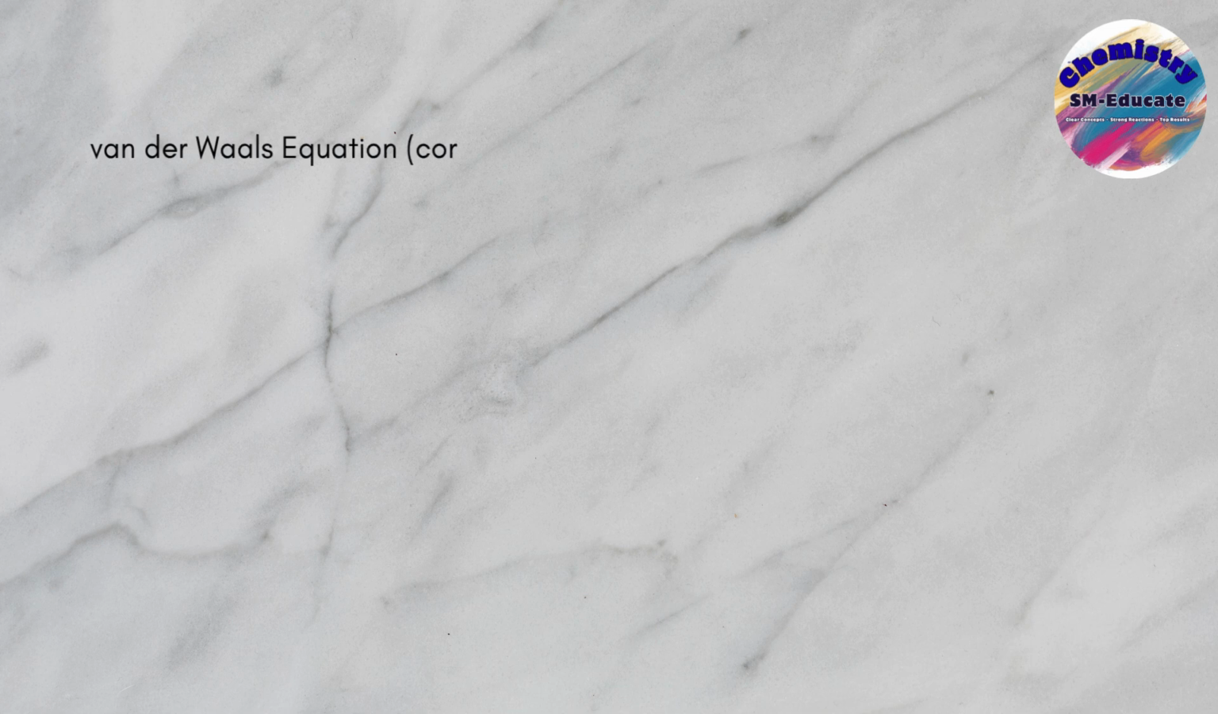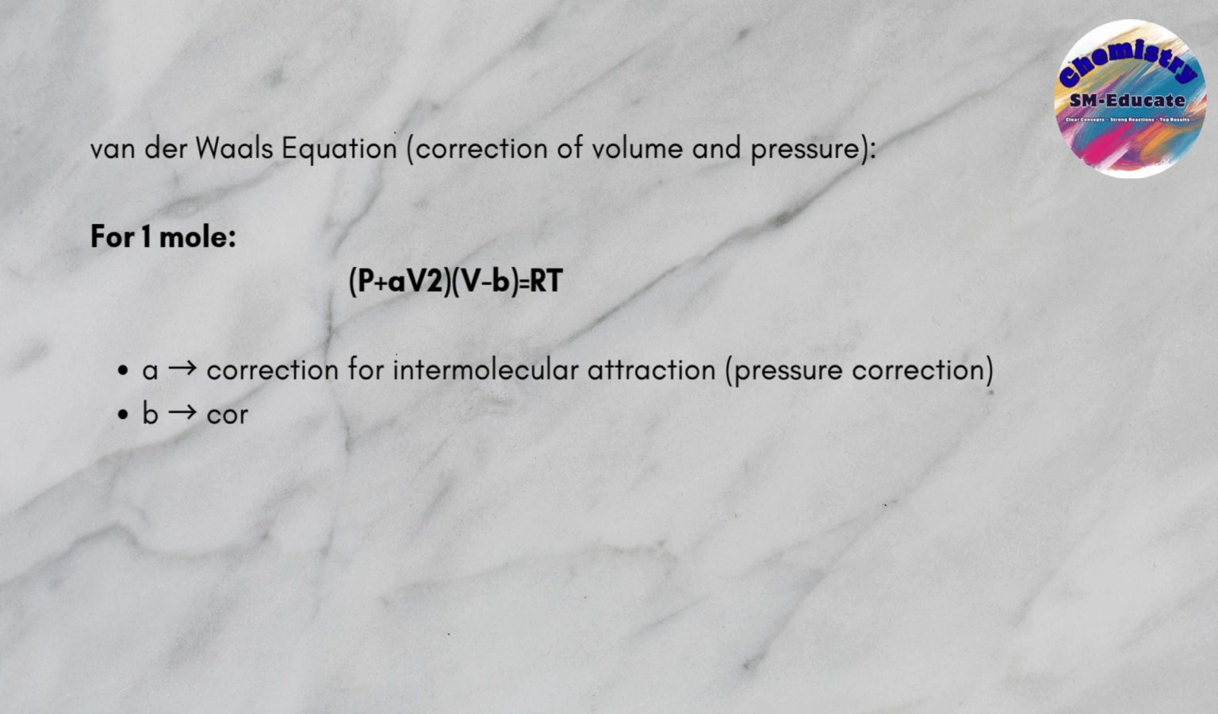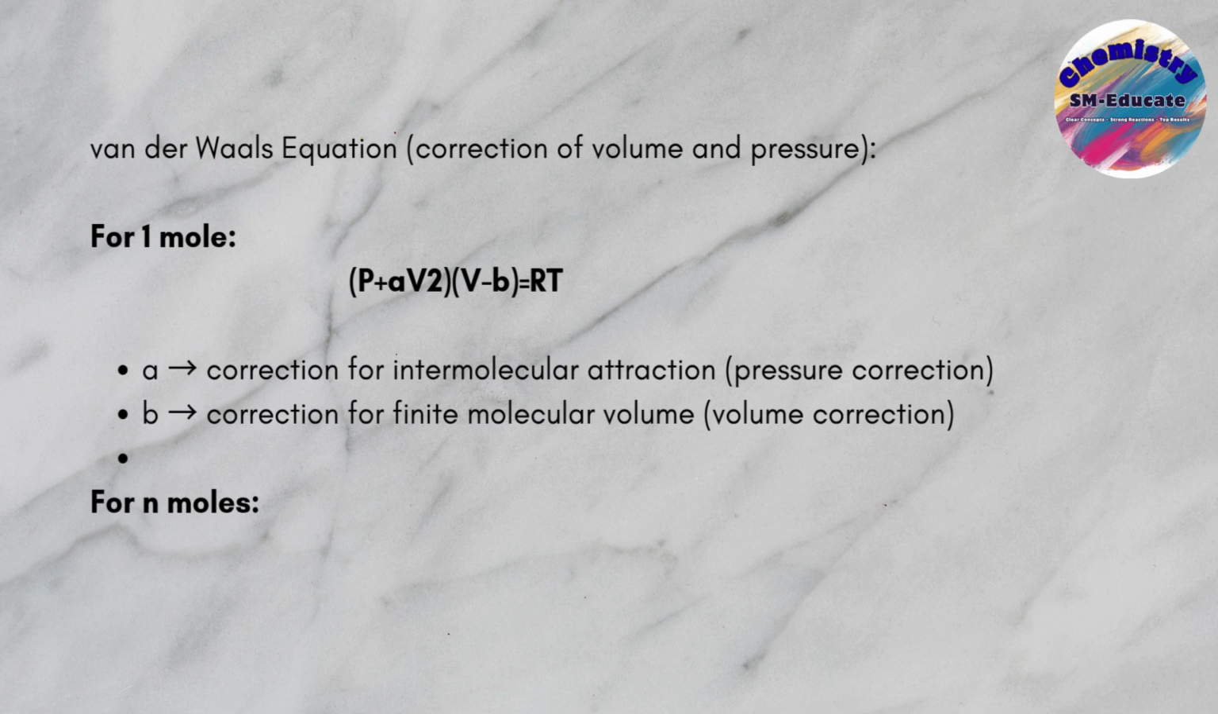Van der Waals equation, correction of volume and pressure. For 1 mole: (P plus a/V^2)(V minus b) equals RT. Here a is the correction for intermolecular attraction, the pressure correction, and b is the correction for finite molecular volume, the volume correction. For n moles: (P plus n^2 a/V^2)(V minus nb) equals nRT.